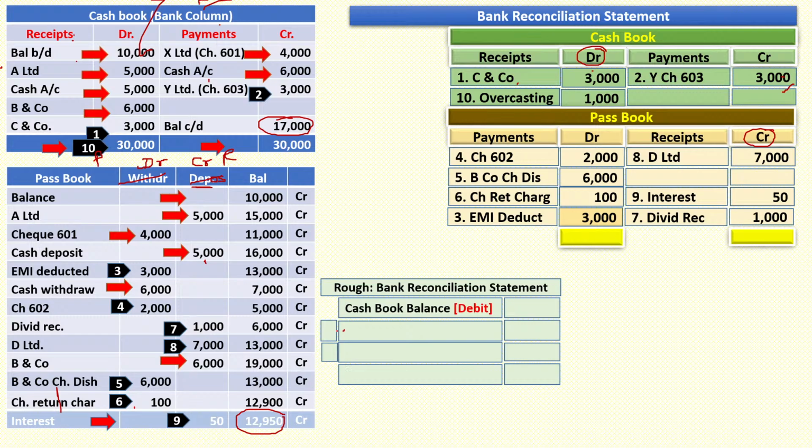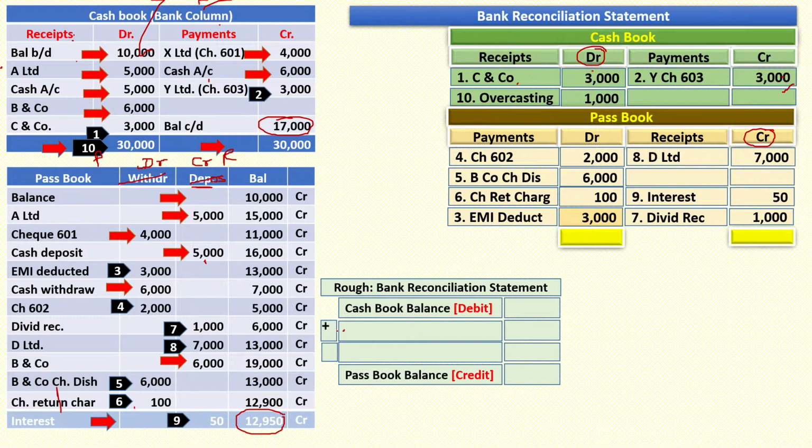So I will start with what? Cash book balance. If the cash book balance is debit, naturally by adding and subtracting the unticked items, you will get the passbook balance, which is the credit balance. Both are favorable. And from the balance, starting with the cash book, what do you have to add?